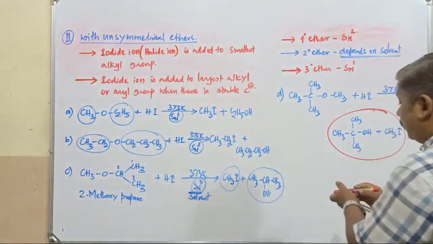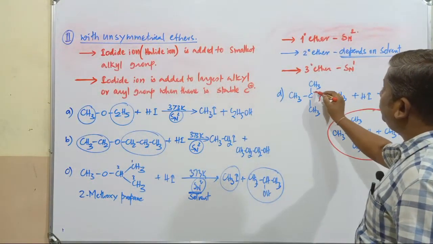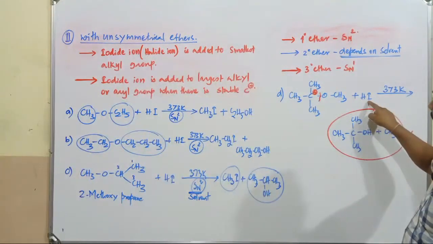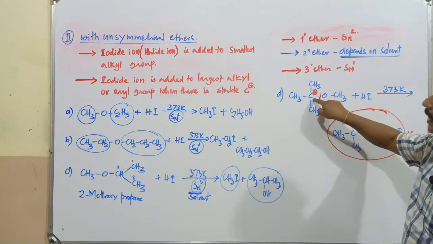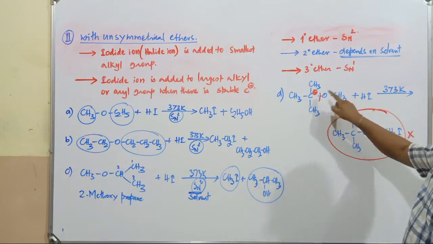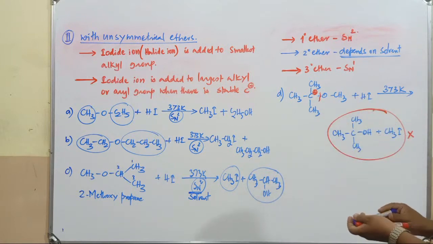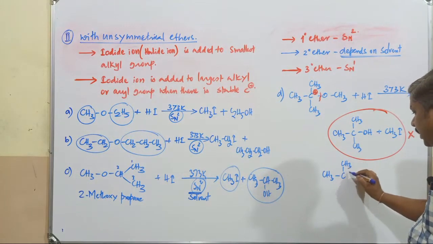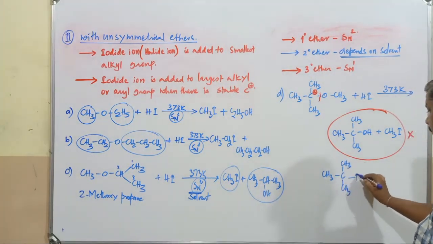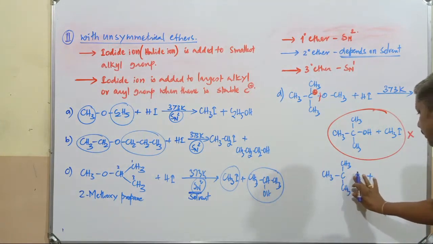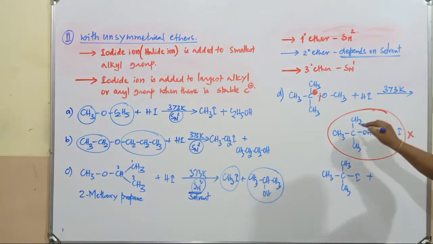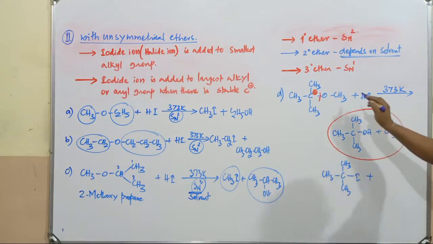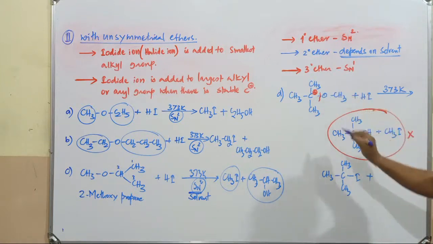Now here the formation of stable carbocation is going to be possible. Between H plus and I minus, which one is added to this carbocation carrying positive charge? Naturally I minus. So the product obtained in this reaction is CH3, CH3, and I. It's not a mistake, I just mentioned this one, so this should not be the product, because formation of carbocation takes place and I is added to that one.